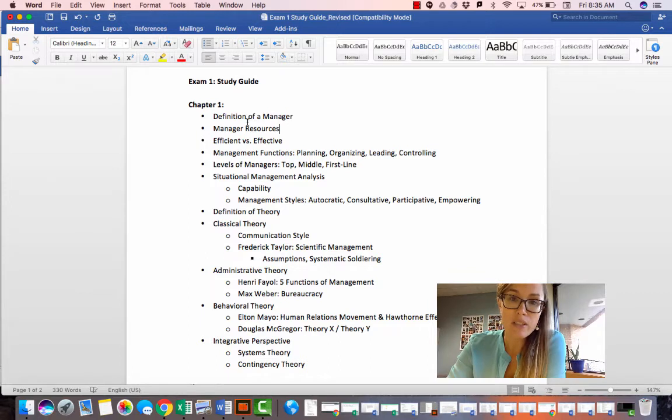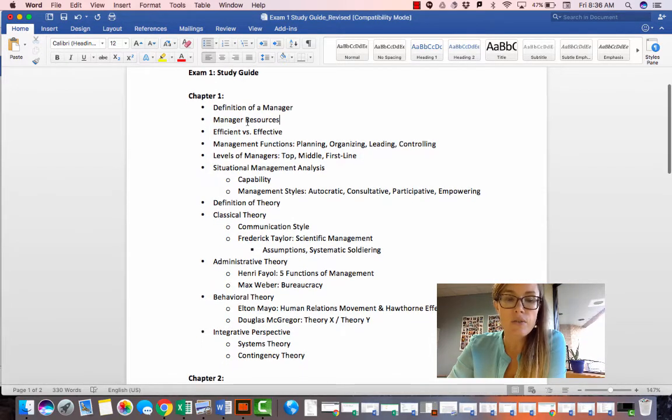Just from a formatting perspective, the first part will be Scantron. There'll be a series of true and false questions, those will be 1 point each, some multiple choice questions for 2 points each, and then some short answer questions. That will be a variety of points based on the question.